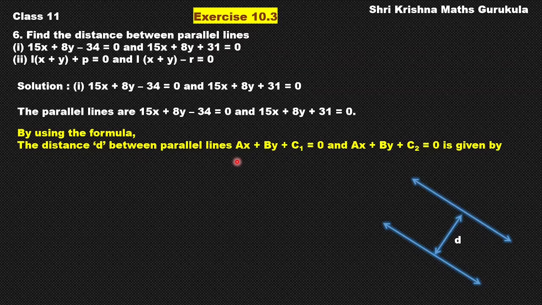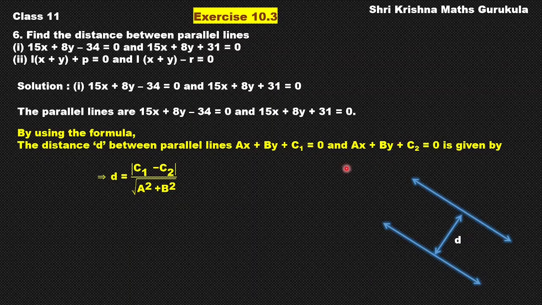We have already learned the formula to find the distance between two parallel lines when the lines are ax plus by plus c1 is equal to 0 and ax plus by plus c2 is equal to 0. If the equations are like this, then the distance between them is d is equal to modulus of c1 minus c2 whole divided by square root of a square plus b square.